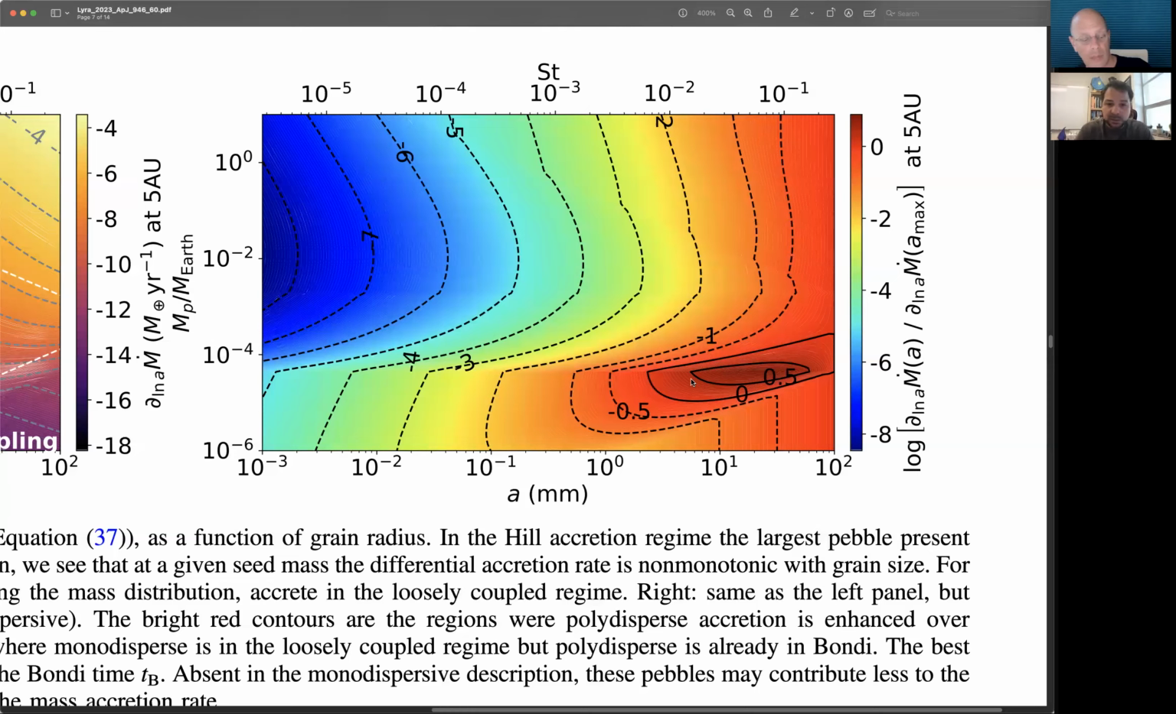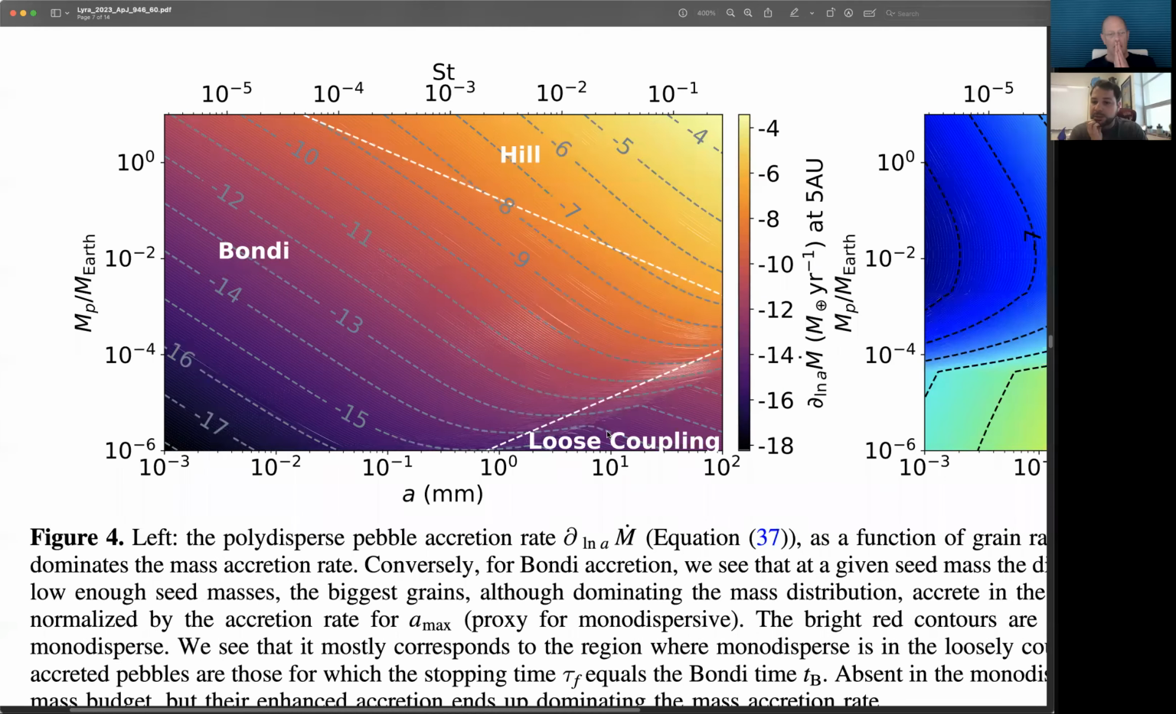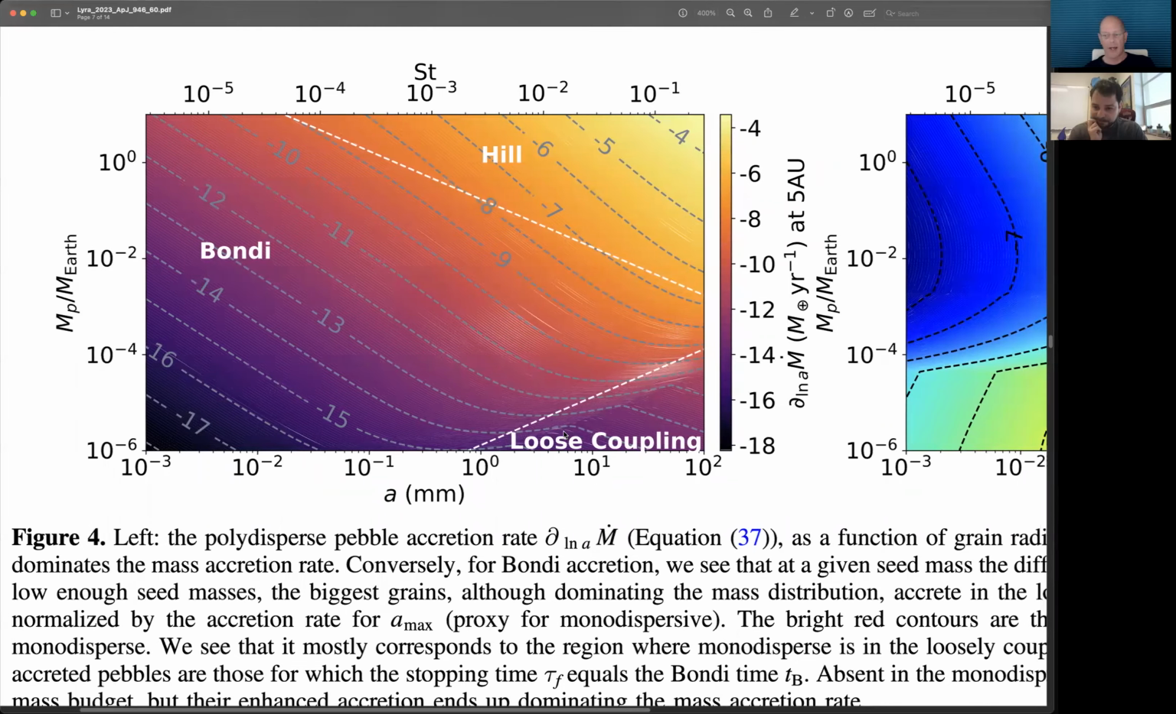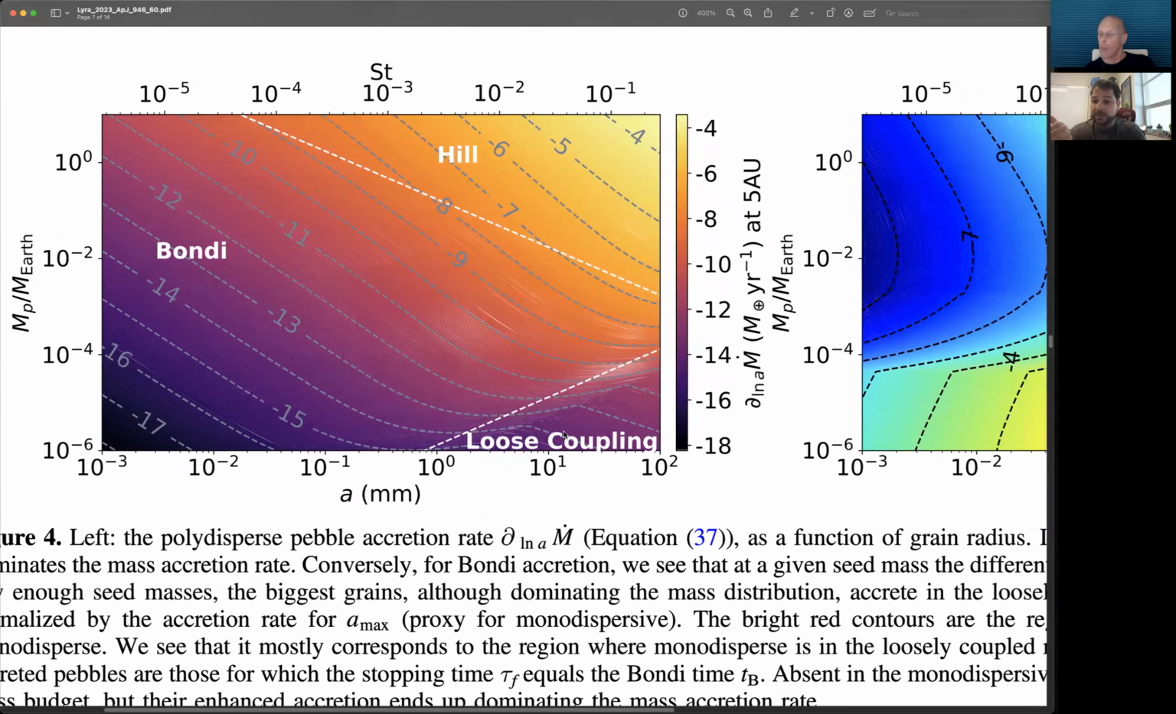If you look at the figure just to the left of it, figure 4a, it shows the different regimes of accretion: the Hill, the Bondi, and the coupling geometric. So what is going on there? In the monodisperse case, you would be predicting that they are still in the geometric regime, but in the polydisperse case, they are already in the Bondi regime. And the Bondi accretion is much, much bigger. That's what is happening here.